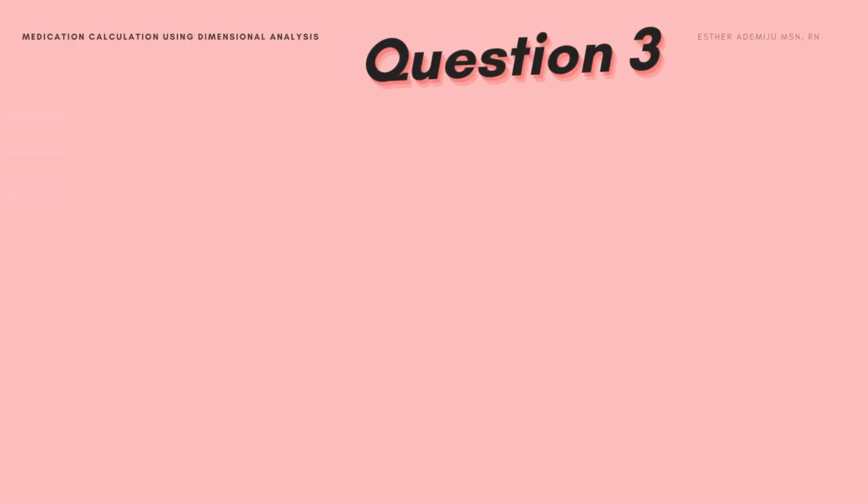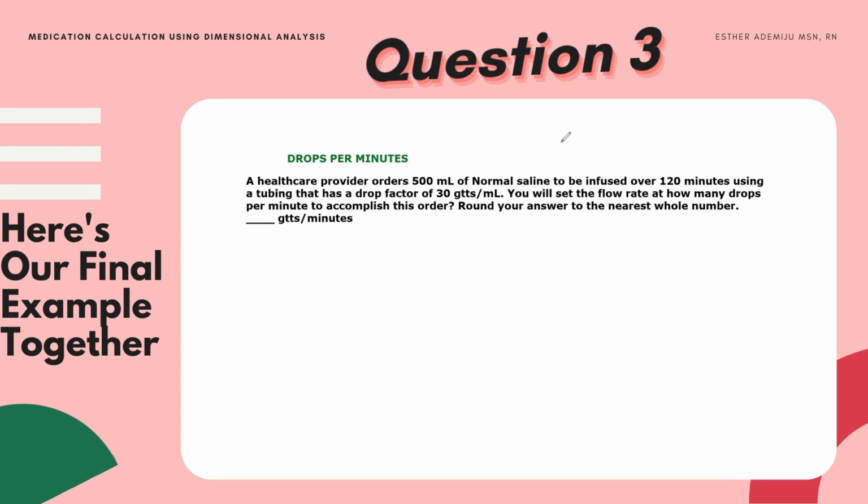All right. So the final type of question we're going to look at is drops per minute. And the question says that a healthcare provider orders 500 milliliters of normal saline to be infused over 120 minutes using a tubing that has a drop factor of 30 GTTS per milliliter. You will set the flow rate at how many drops per minute to accomplish this order. Round your answer to the nearest whole number.